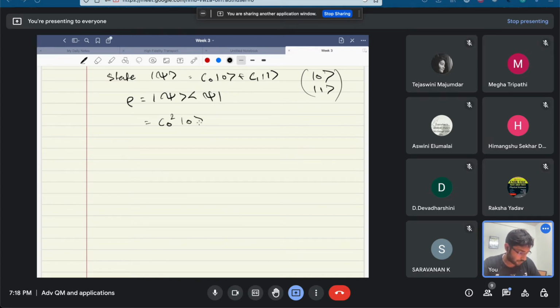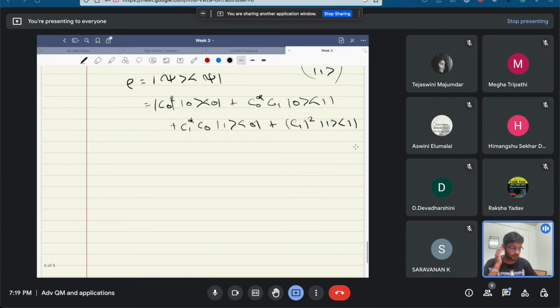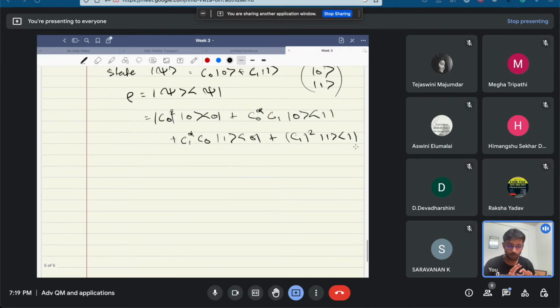So I won't waste more time on this. You already know about this. This will be mod C0 square, C0 C1 star, and your mod C1 square, which is 1. There might be some sign mistakes, so just let me know if you find one. Okay, so this is a very simple pure state.